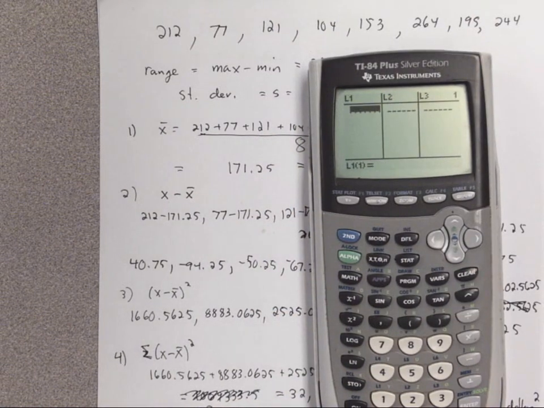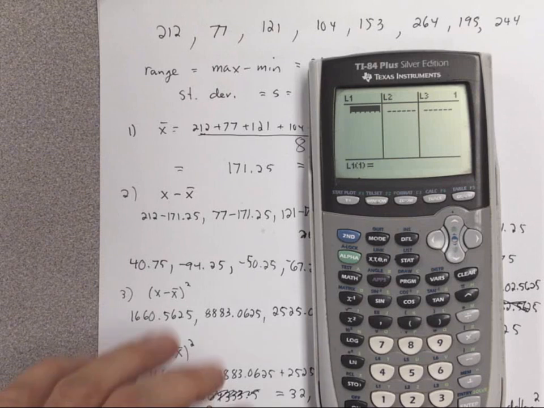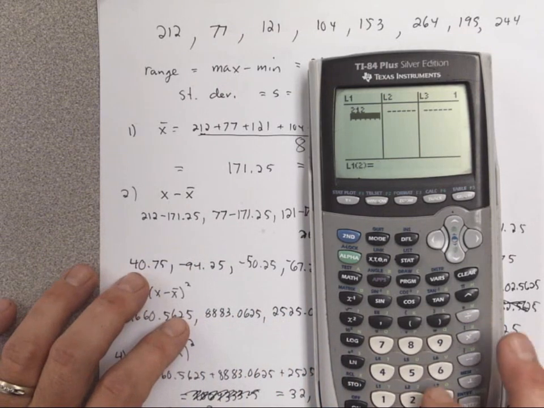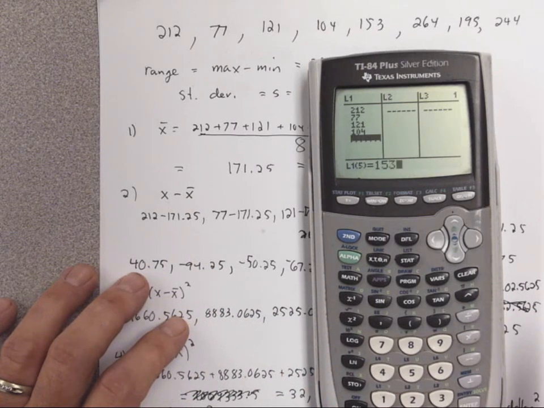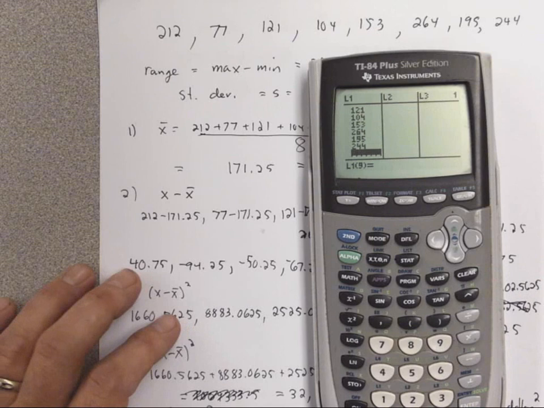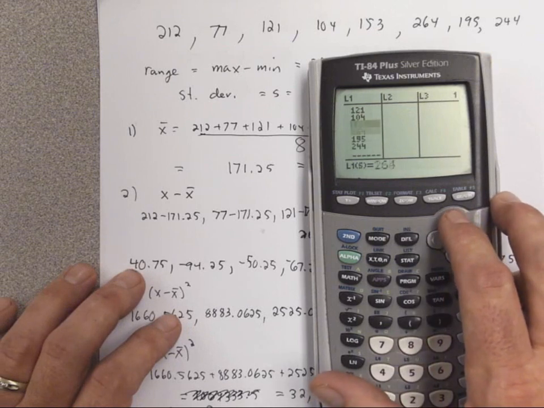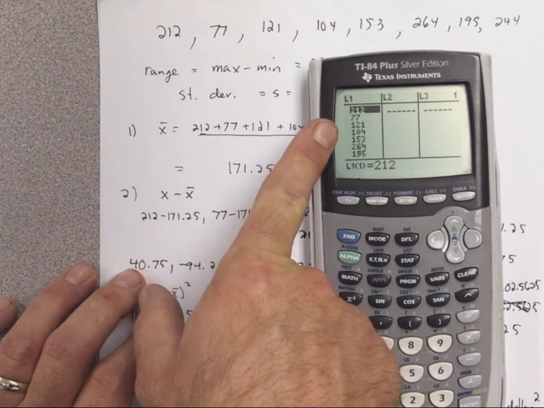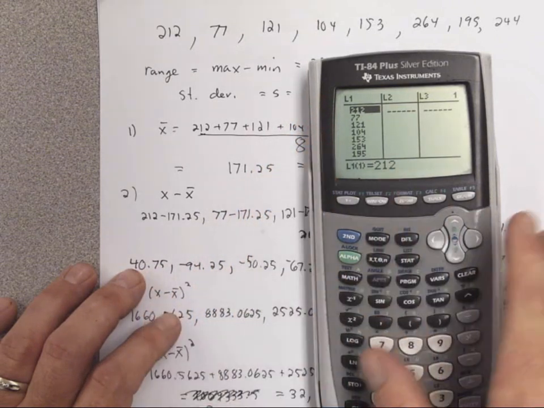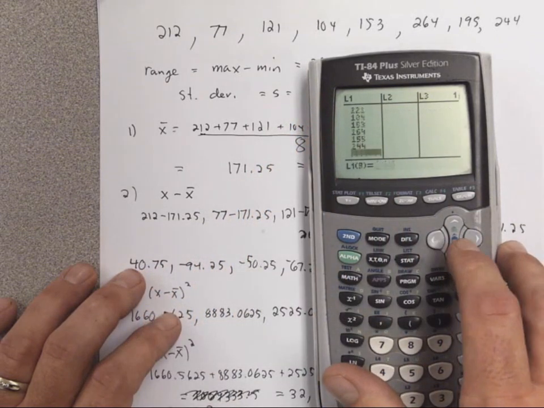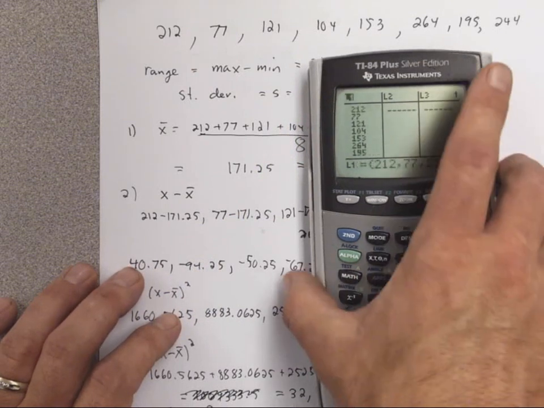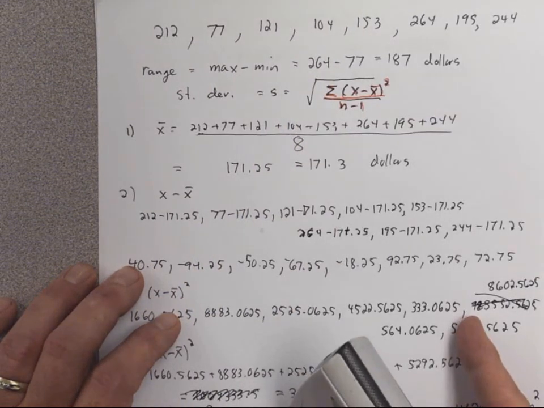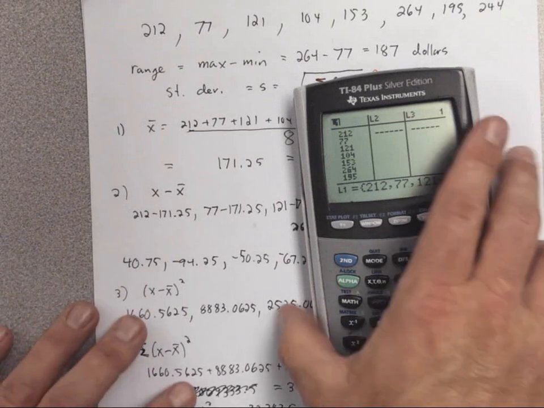Or you can just type over top of them for all I care. So 212, enter, 77, 121, and then so on. Okay. 1, 2, 3, 4, 5, 6, 7, 8. And then I would just double check them, make sure that you put them in right, which tends to be where errors happen. You guys could tell I inputted one wrong on my previous one right here, right? It's easy to do.